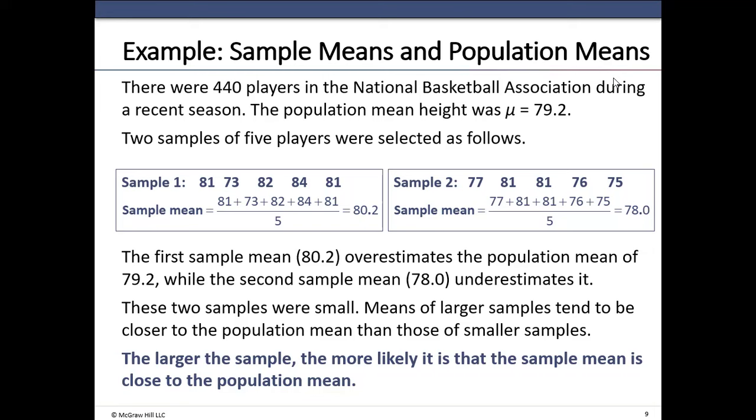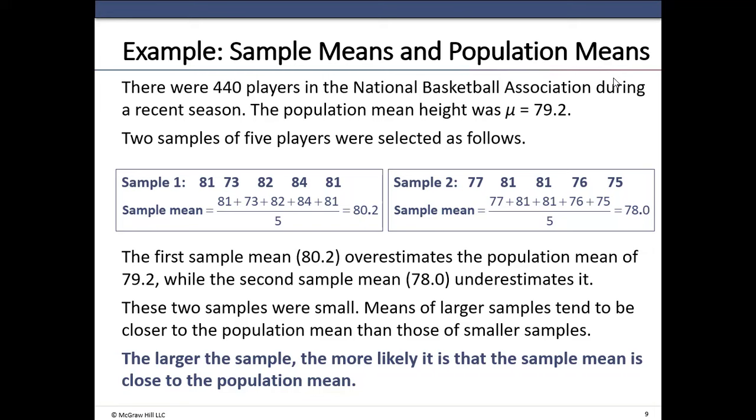On the other hand, sample 2 on the right, taken from the same population, gives us a sample mean of 78.0. If we use that sample mean to estimate the population mean, we will underestimate the actual population mean by 1.2. The first sample mean, 80.2, overestimates the population mean of 79.2, while the second sample mean, 78, underestimates it. These two samples were small, samples of size 5.